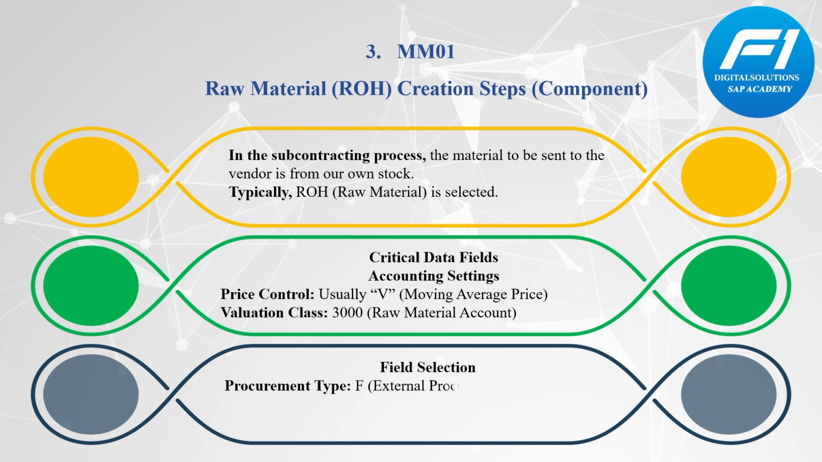Finally, let's look at the gray section. We set the procurement type to F. F means external procurement. We leave this special procurement field blank.